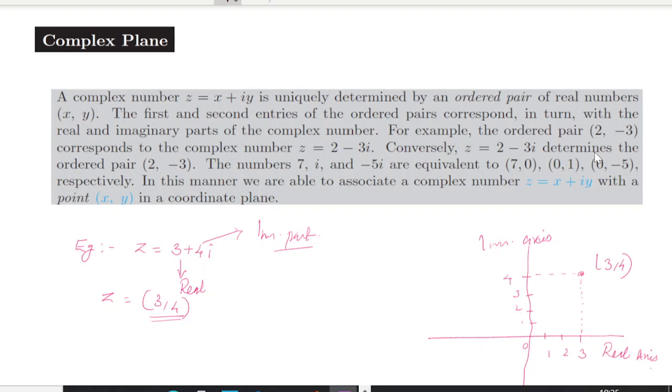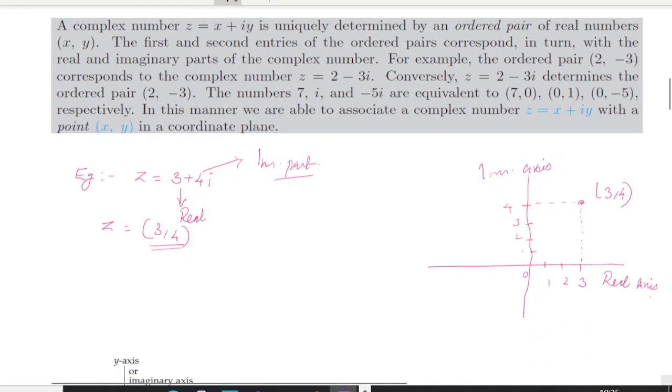So here is 2, and minus 3 means it will come down, right? So this is going to be your 1, 2, 3, of course minus. So (2, -3) means somewhere here it will come. So this is the point (2, -3). So this would represent the complex number 2 minus 3i.